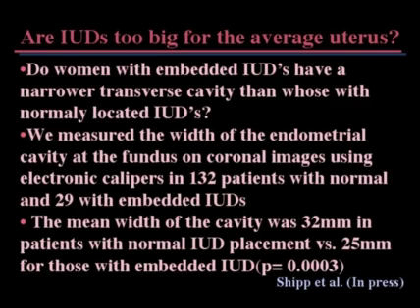We looked at the group of patients that we're talking about, some of which had embedded IUDs, and found that the width of the uterine cavity was 32 millimeters across in patients with the IUD in a normal location versus 25 millimeters across for those with embedded IUDs. And it turns out that the standard IUD is 32 millimeters in width, so no wonder some of the uterine cavities were not big enough and the IUD was embedded.